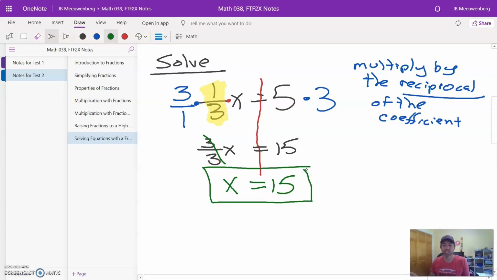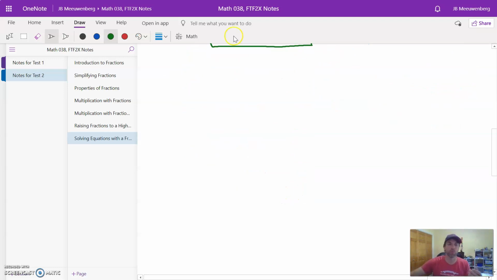We've now solved an equation that has a fraction coefficient. Let's do a couple more. So next we have 2/3 is equal to 1/5 x. Actually, I'm going to put the x up there. 1x over 5. All right.